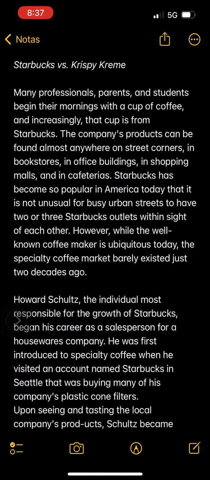The company's products can be found almost anywhere: on street corners, in bookstores, in office buildings, in shopping malls, and in cafeterias. Starbucks has become so popular in America today that it is not unusual for busy urban streets to have 2 or 3 Starbucks outlets within sight of each other. However, while the well-known coffee maker is ubiquitous today, the specialty coffee market barely existed just 2 decades ago.